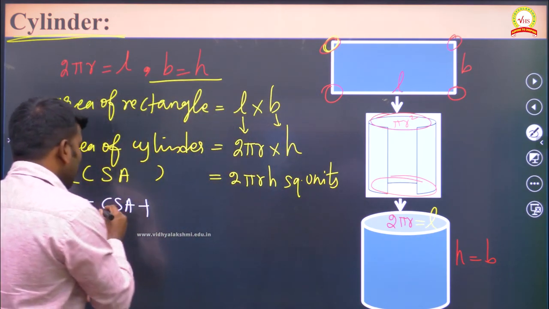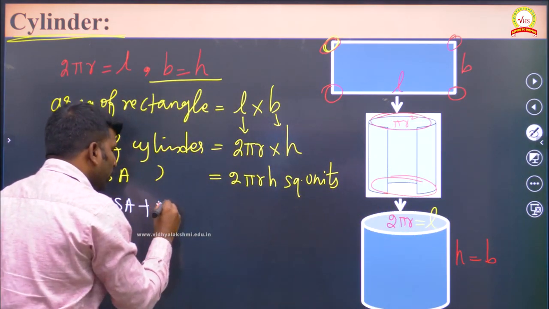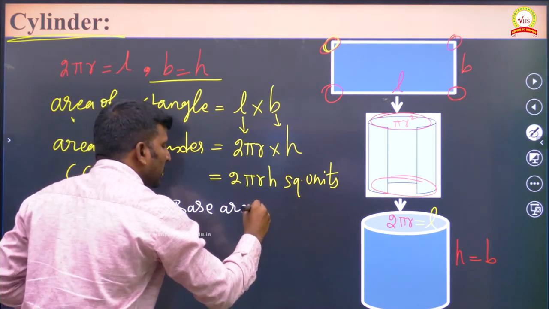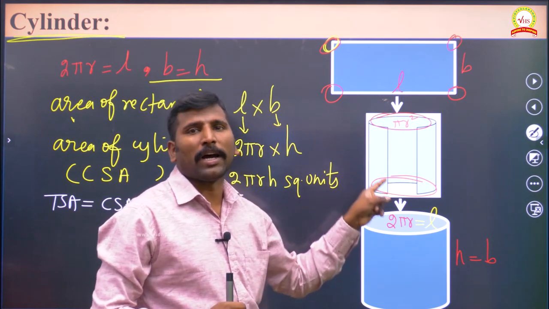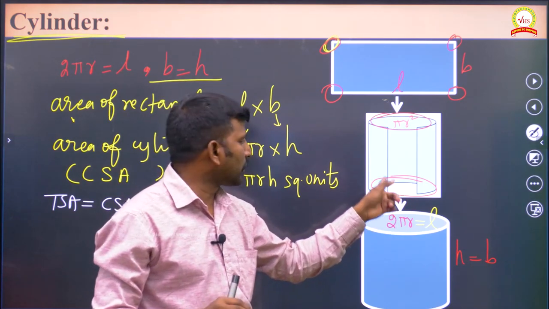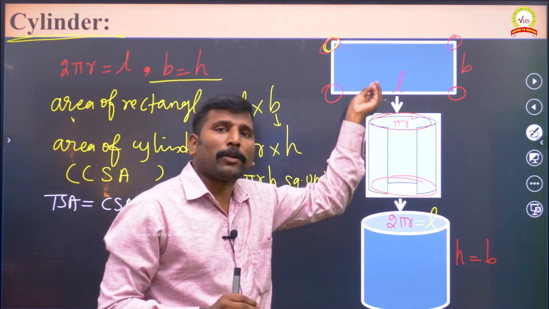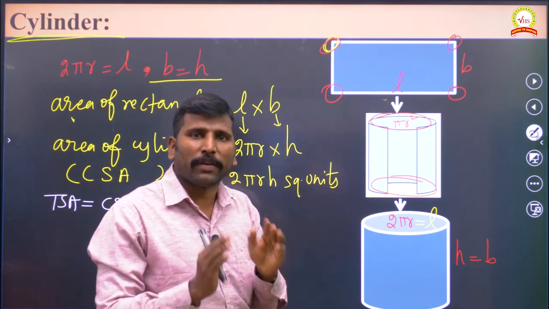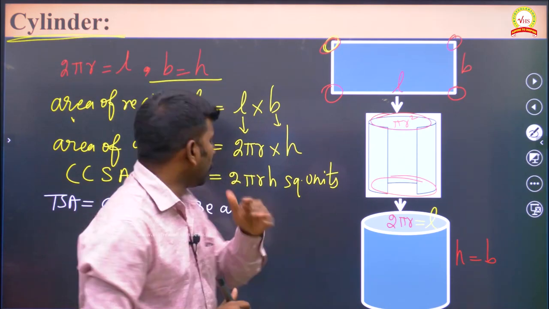Okay. Now CSA, along with the CSA, what am I adding? 2 times the base area. So base area in the sense pi r square. Either top base area or bottom base area. Don't think base area is always the one at the bottom. Generally, the circle's base area means pi r square. When we use the words top and bottom, we have to use top for the top and bottom for the bottom. But base area in the sense is the common thing, the area of a circle. It doesn't change anything.